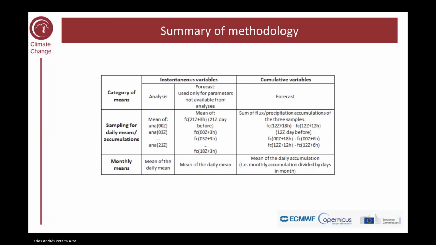So to summarize the methodology for the production of the climate means, mostly we use analysis fields and forecast fields in the case where the other are not available. And for cumulative variables, we use forecast fields. And for the daily accumulations, we use essentially this formula here based on the differences between the forecast initiated at 18 UTC the day before or at 0 and 12 UTC on the day. And finally, the monthly means are based on the daily means or the daily accumulations.